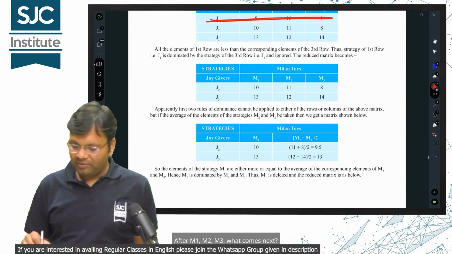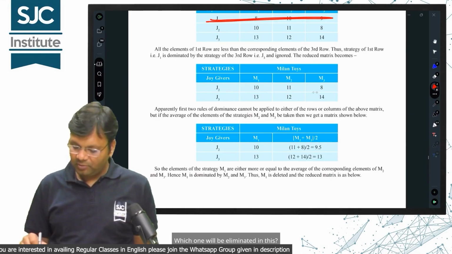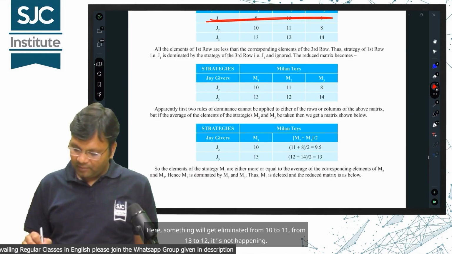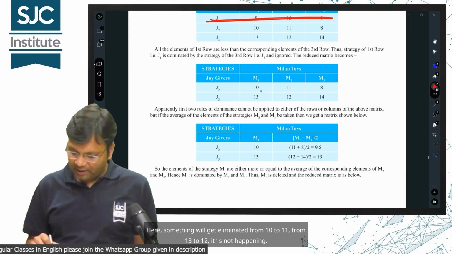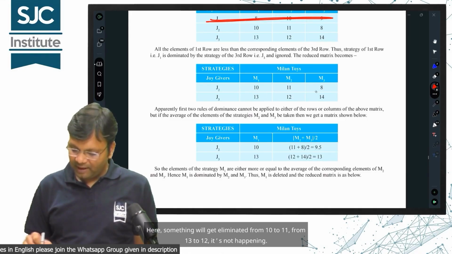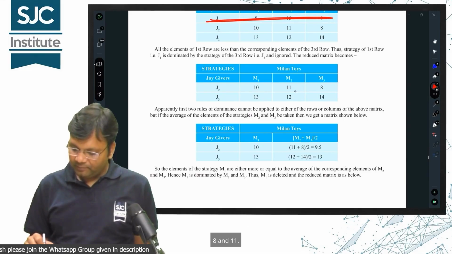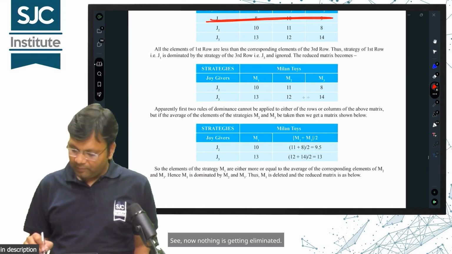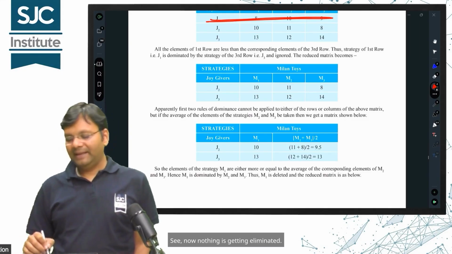After M1, M2, M3, what comes next? Which one will be eliminated in this? Think about it. Here, something will get eliminated from 10 to 11. From 13 to 12, it's not happening. 8 and 11. 8 and 11. What's happening? Look. See, now nothing is getting eliminated.